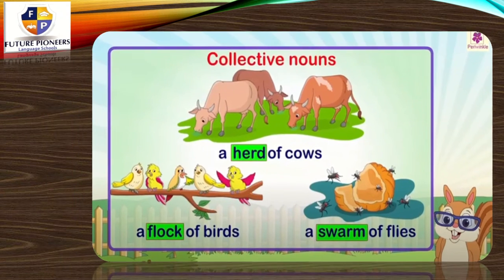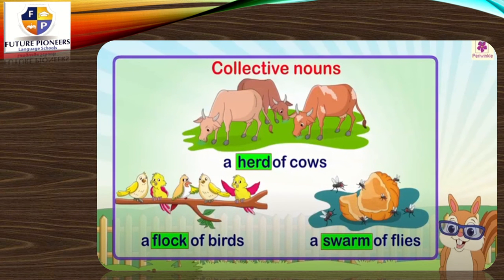Let's see more examples. If I have a group of cows, I can say that I have a herd of cows. It means that I have more than one cow, but they are a group. But if I have just one cow, I will say just one cow. We always use this: a herd of cows was running very fast. Okay, what about a group of birds? Can I say a herd of birds? No, I have a flock of birds. A flock means a group of birds.